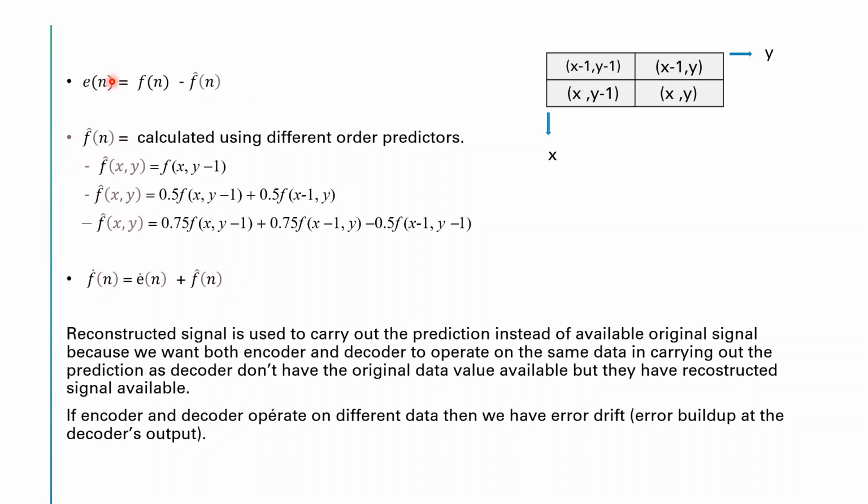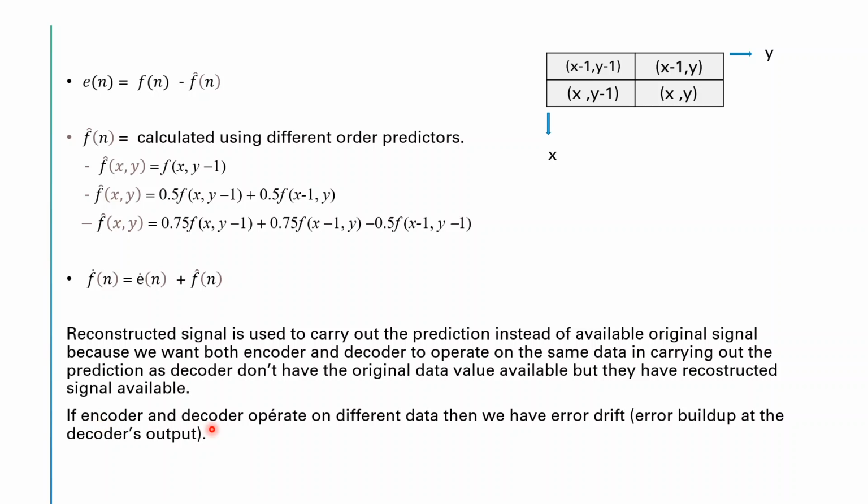It is the error signal, where f cap of n is generated using different orders of predictors. There is a 1D predictor, a 2D predictor, and a 3D predictor. Here the pixel arrangements are given along with the corresponding neighboring pixels. f dot of n is equal to e dot of n plus f cap of n. This is the reconstructed signal.